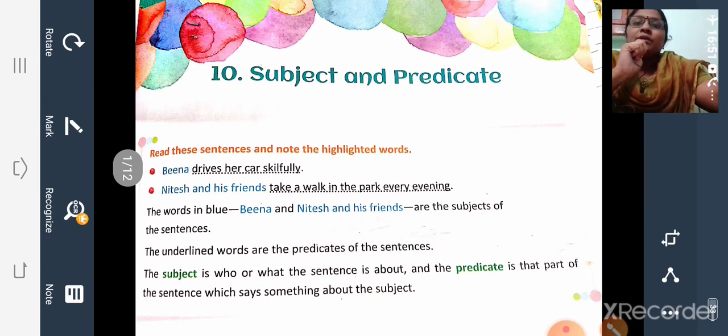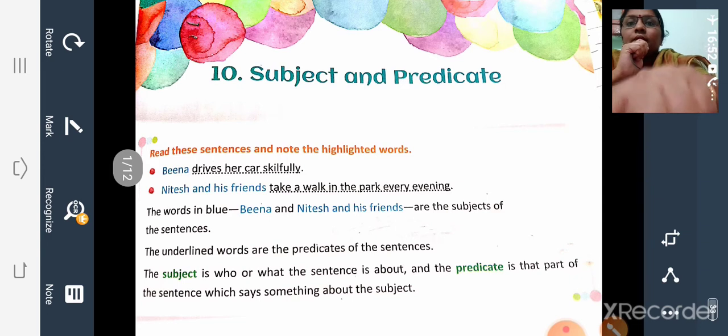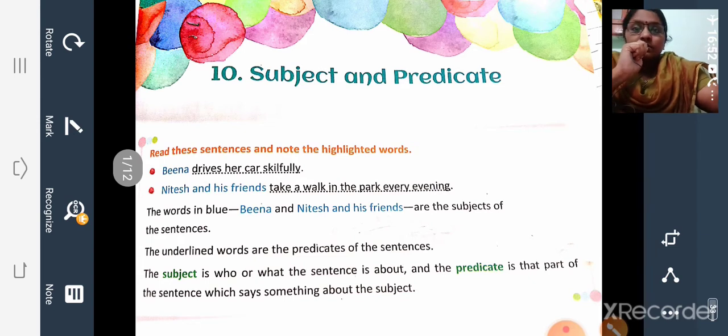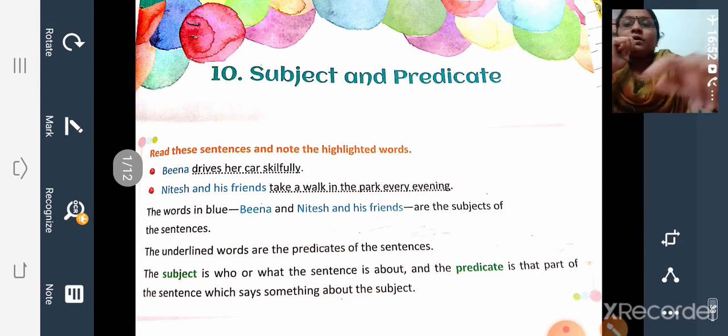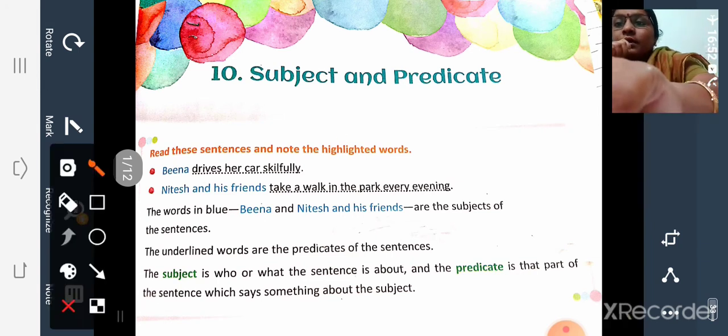The subject names the person, place, animal or thing we are talking about in a sentence. Then what is a predicate? Predicate refers to the part which tells us something about the subject. It contains the verb. So I'll show you some examples that are given in your textbook.